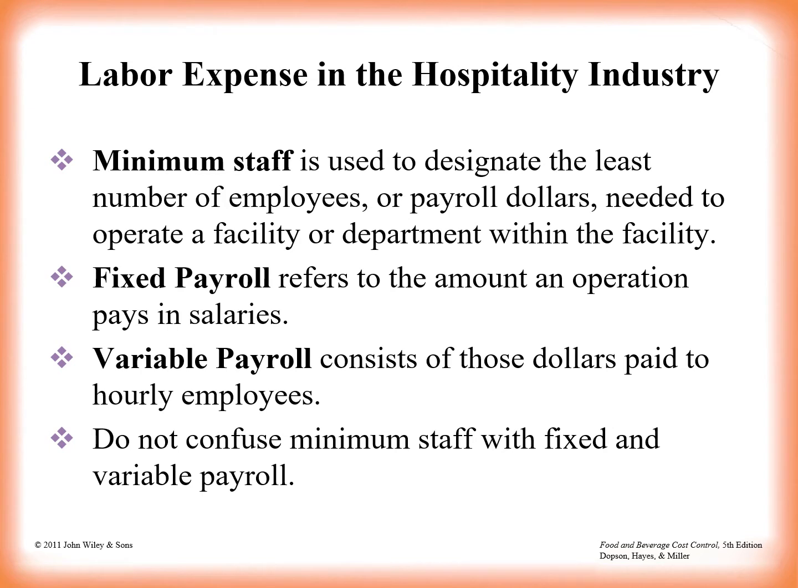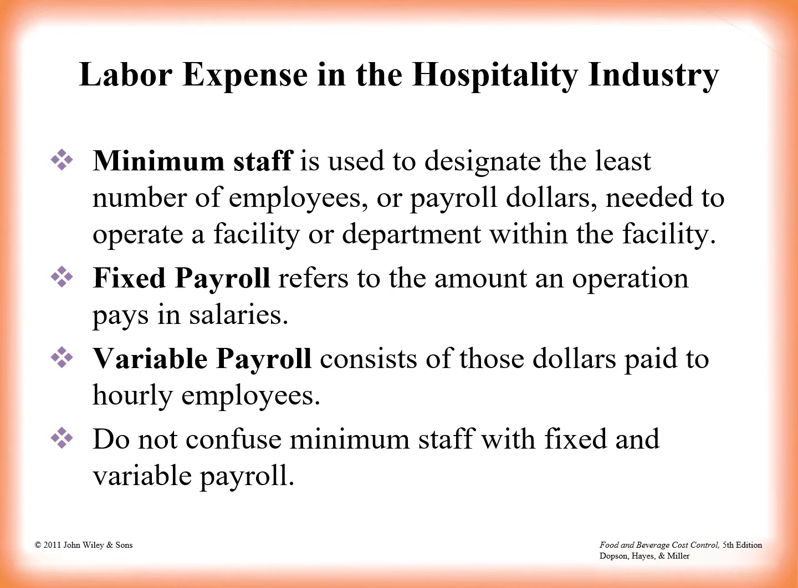Now, fixed payroll, that's the amount that you pay in salaries. Probably your manager and your assistant managers are all salaried. So no matter how many people come in and eat in the week or the month, those salaries, that amount of payroll, stays the same. So it's fixed. Now, the variable payroll, that's the amount that's paid to hourly employees.